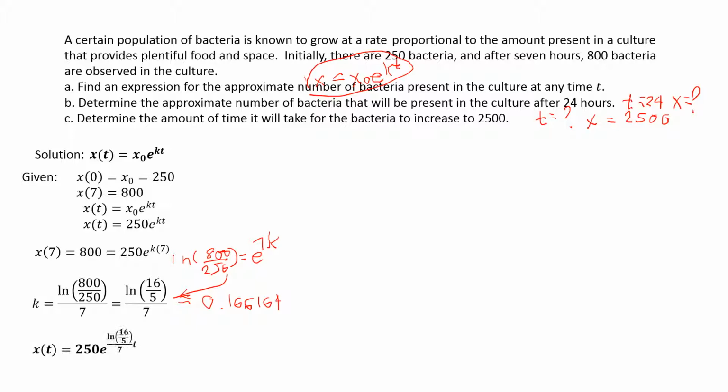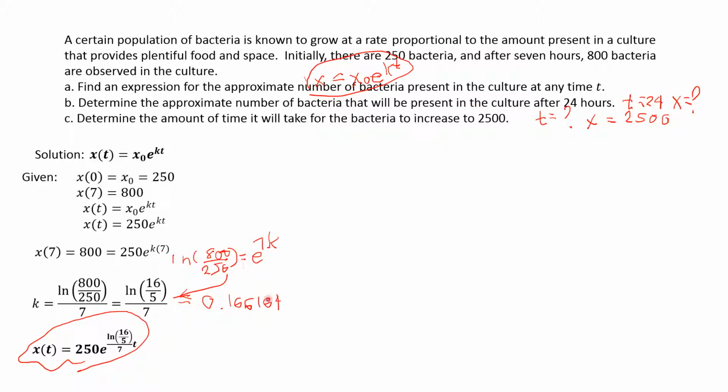And our model now is this one. So we have found the model. Our model, or the exponential model, is 250 e to the ln of 16 over 15 over 7 t, which is the same as 250 e to the 0.166164t.